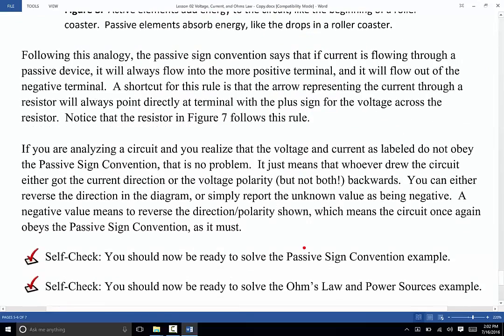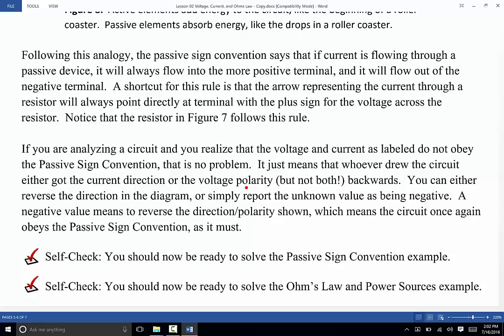Now, if you find that you're analyzing a circuit and the voltage and current as they're labeled don't obey the passive sign convention, don't freak out. It's no problem. It just means that whoever drew the circuit either got the current direction wrong or they got the voltage polarity wrong, but not both, because those would cancel each other out. This happens a lot when we analyze circuits, and you're going to need to become comfortable with it, because we're going to guess the direction of a current and the polarity of a voltage.